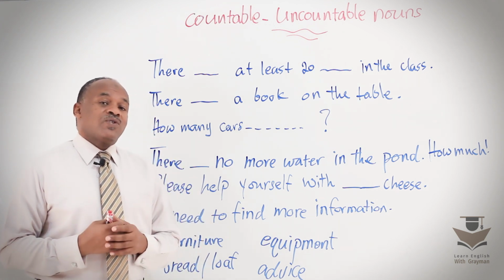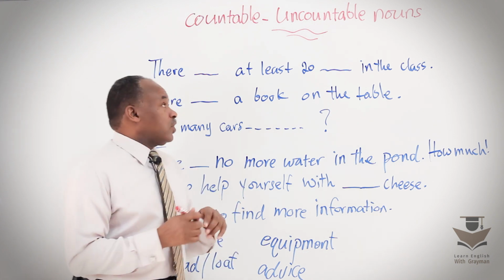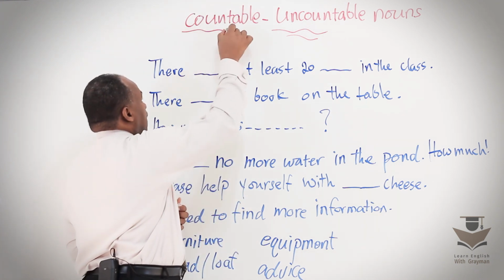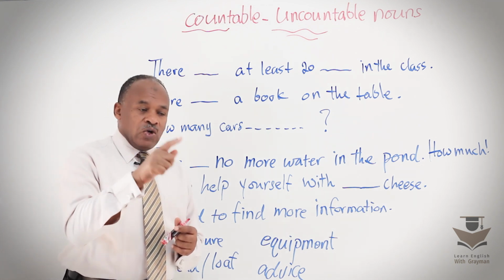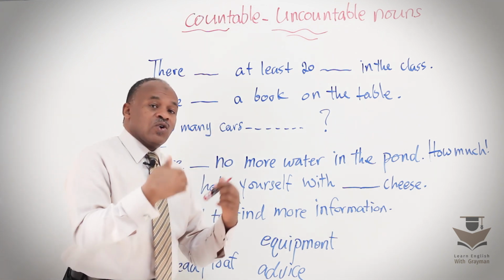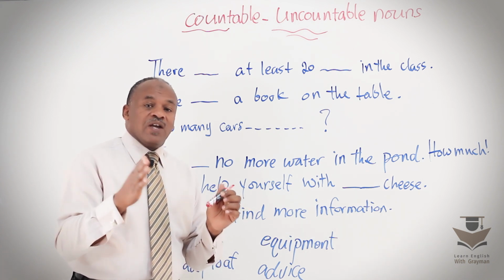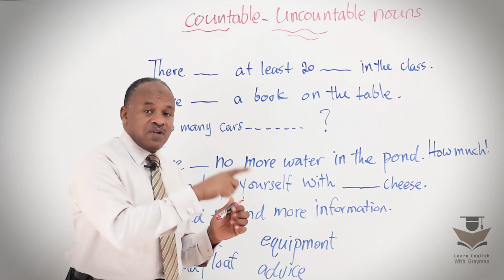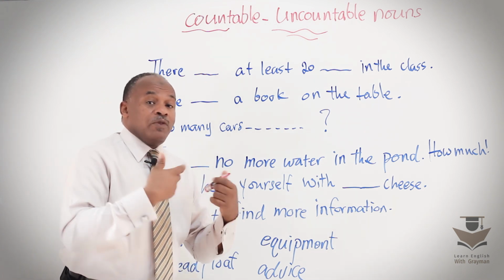The countable nouns are the nouns that we can count. If you look at the word here, this is the word count. Count means to go 1, 2, 3, 4. So you're counting. Any nouns, any names, any things, places that you can count, these are countable. That means you're able to count them.